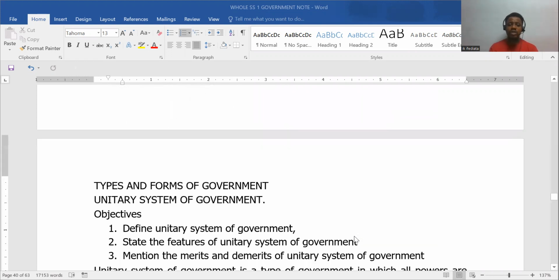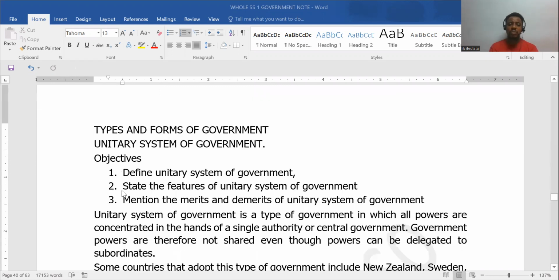Our first topic for the day is going to be the unitary system of government, and we are going to look at the following things under unitary. We're going to define it, state its features, mention its merits and demerits. Right. So let's jump down and see.